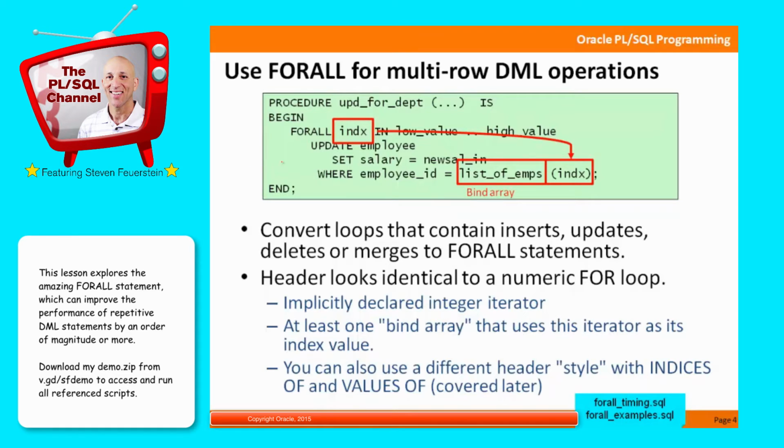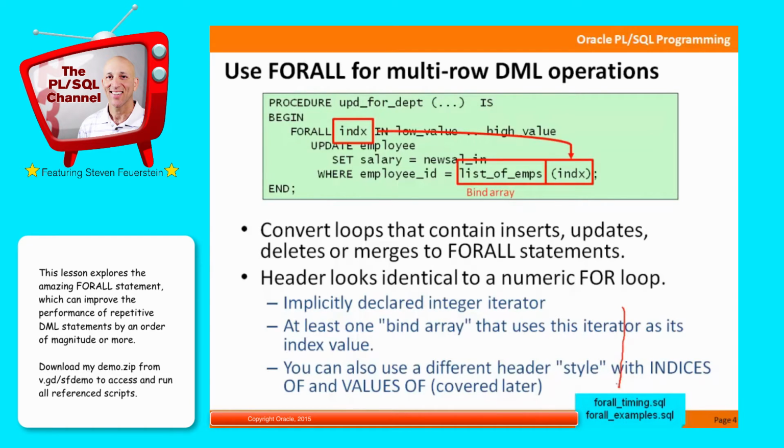But that's pretty much it. Simply by putting your DML statement under your Forall header, referencing your iterator in at least one place in your DML statement, and it can be multiple places, Oracle will automatically transform the performance profile of your DML operations, and you'll see enormous benefits from the standpoint of performance. In fact, let's take a look.